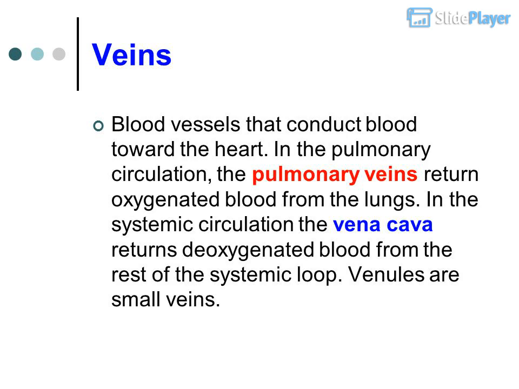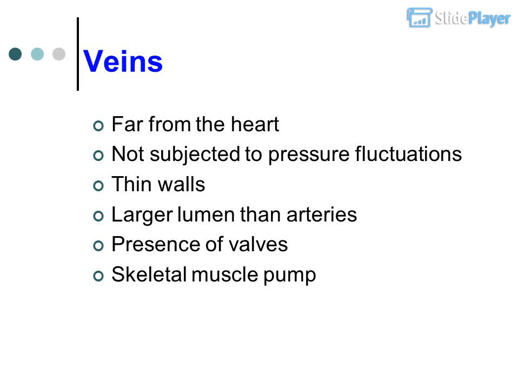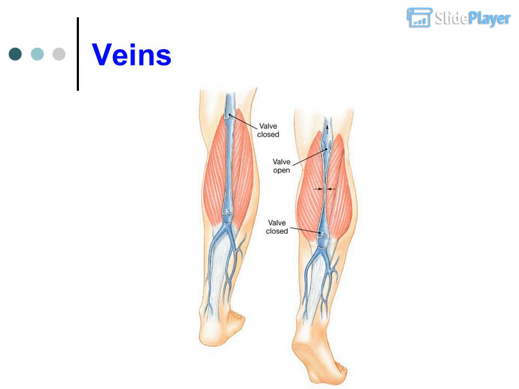Veins. Blood vessels that conduct blood toward the heart. In the pulmonary circulation, the pulmonary veins return oxygenated blood from the lungs. In the systemic circulation, the vena cava returns deoxygenated blood from the rest of the systemic loop. Venules are small veins. Veins are far from the heart, not subjected to pressure fluctuations. They have thin walls and a larger lumen than arteries, presence of valves, and the skeletal muscle pump.